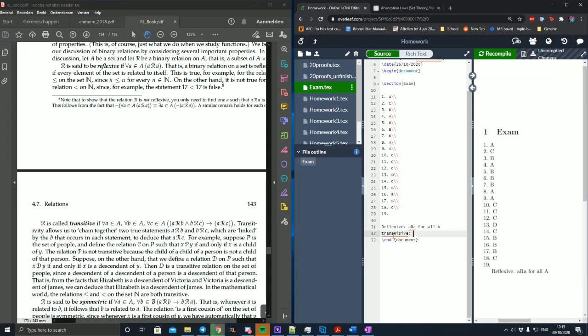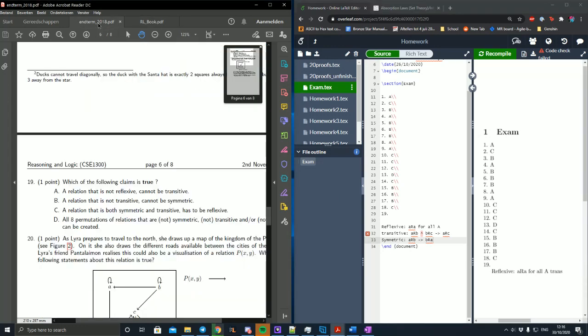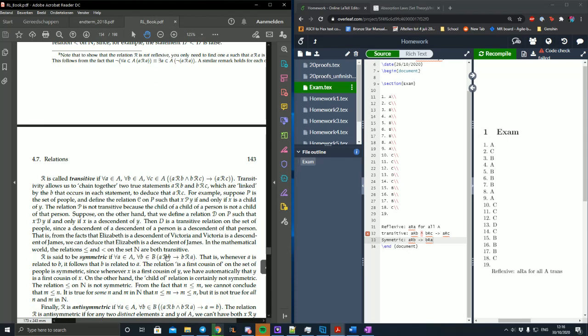Transitive: ARB and BRC implies ARC. And the last one was symmetric, and that one makes a lot of sense. All of them make a lot of sense, actually. We have ARB implies BRA. It would be better to say it's equivalent to, not just implies, like a biconditional. Oh no, it doesn't make a difference. And we also have anti-symmetric, but this one isn't required for something being an equivalence relation.